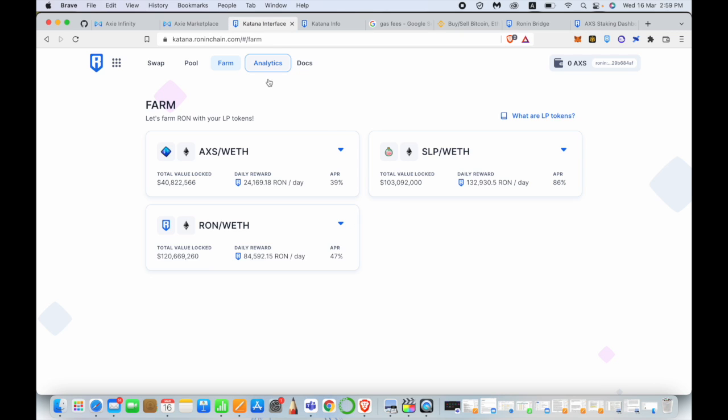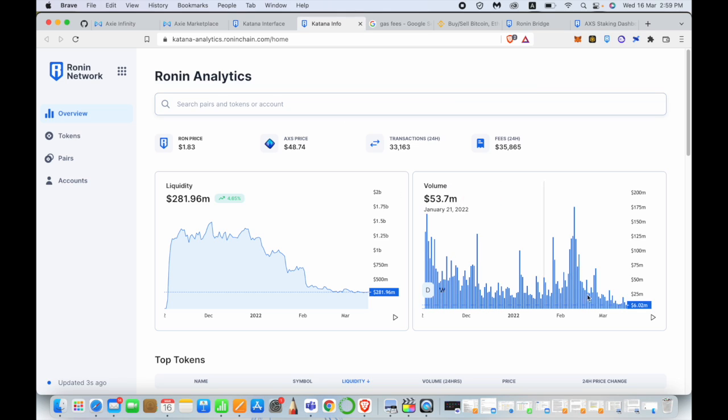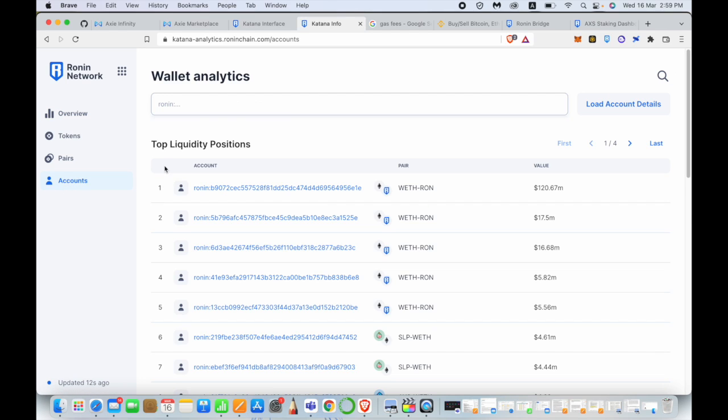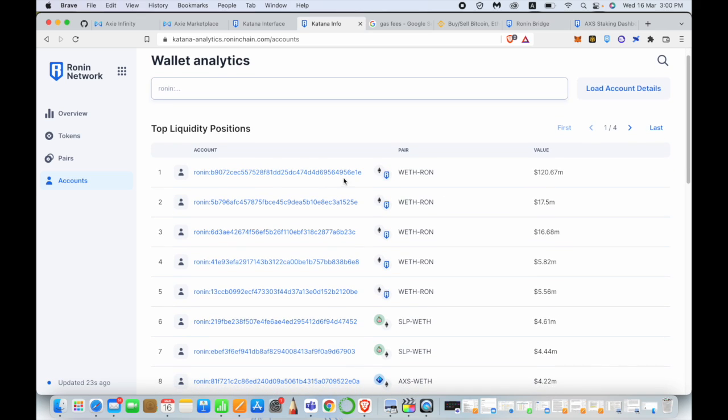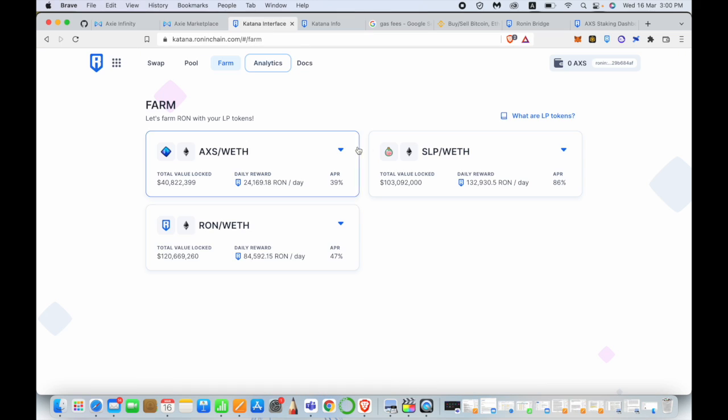Another thing you can try to find in the Katana site is the analytics. So when you click here, you'll be able to see the number of transactions on the Ronin chain and how much volume is being transacted. You can also find the top liquidity positions and how much people actually have in terms of value in their Ronin wallets. So you can see here the biggest whales have $120 million worth of Wrap Ethereum and Ronin tokens.